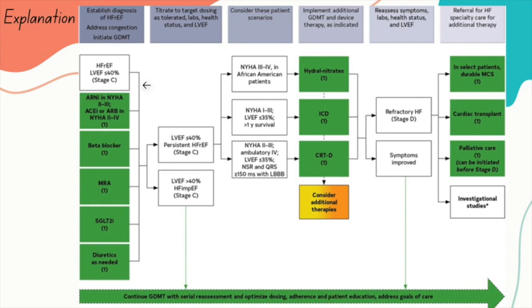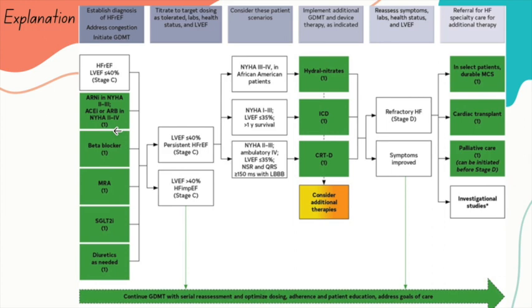Okay, so the American guidelines: any patient with heart failure with reduced ejection fraction less than 40% should be on beta blockers, mineralocorticoid receptor antagonist, SGLT2 inhibitors, and ACE inhibitors or angiotensin receptor-neprilysin inhibitor, ARNI. As you can see, ARNI is used in NYHA class 2 and 3. ACE inhibitors are used in class 2, 3, and 4. We're going to talk about each one of those treatments in more detail, but I want you to memorize the flow. Any patient with heart failure should be on beta blockers, MRA, SGLT2, ACE or ARNI.